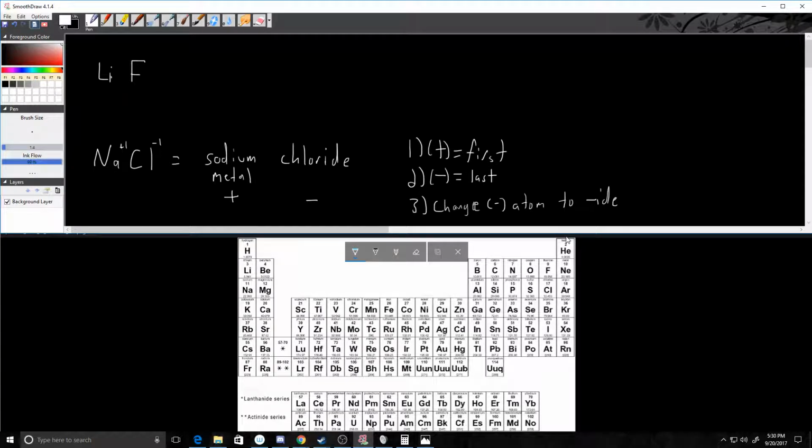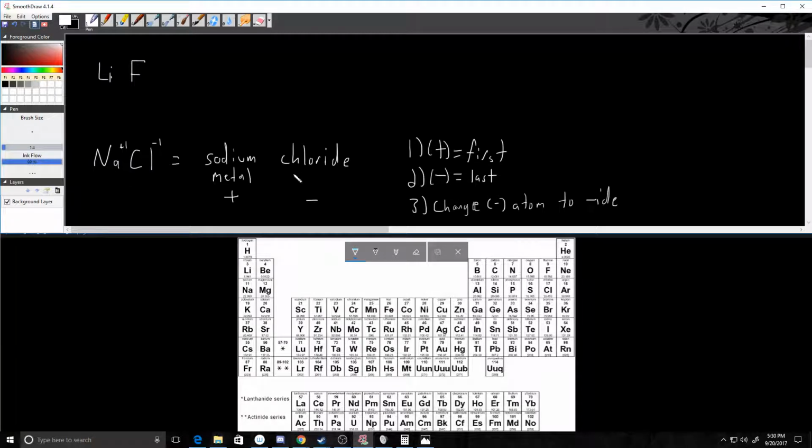So chlorine becomes chloride, fluorine becomes fluoride, oxygen oxide, that one should be familiar. Sulfur sulfide, phosphorus phosphide, nitrogen nitride, bromine bromide. Iodine gets kind of cool, it's iodide. But yeah, so those are kind of the three rules we're going to use for naming all of these.